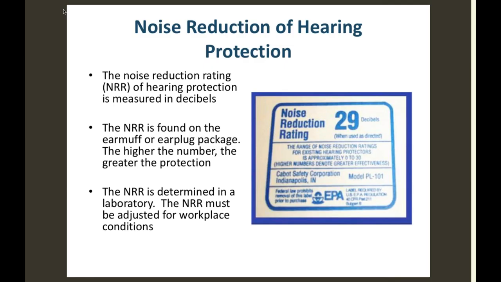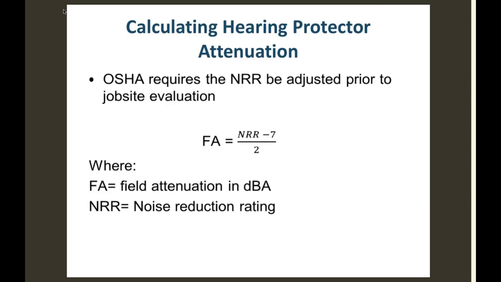So 29, a noise reduction rating of 29. Well, what does that mean? OSHA requires that the noise reduction rating be adjusted prior to job site evaluation. Okay, field attenuation, in other words, the assumed level of reduction of the worker's exposure. Well, what's it equal to? That's how much the attenuation is, how many decibels you've reduced the noise. It's equal to the noise reduction rating minus 7. So if our earplugs were 29, minus 7 is what? 22, right? Then we divide that by 2, and now we have 11. So the field attenuation, the amount of decibels you've reduced the sound, is 11 decibels.